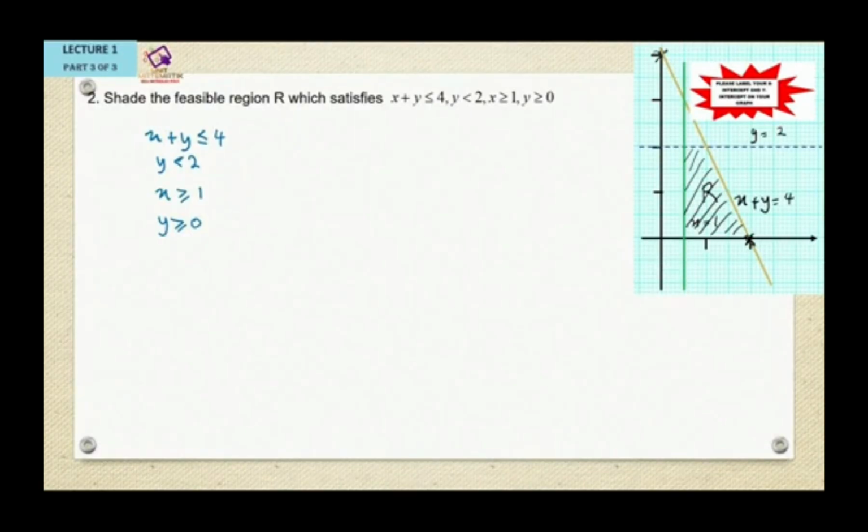Here, the scale that we will be using is, for the x-axis, 10 units equals 2, and for the y-axis, 10 units equals 1. So 1, 2, 3. Please label your graph. Okay, students? So the region that you will get is here. Please label it as R.